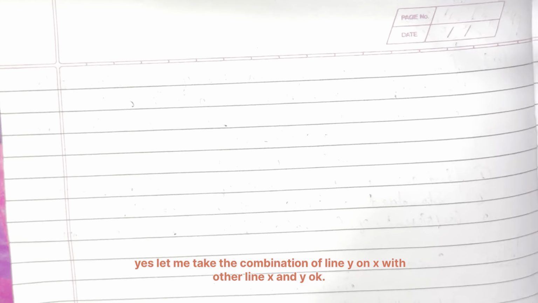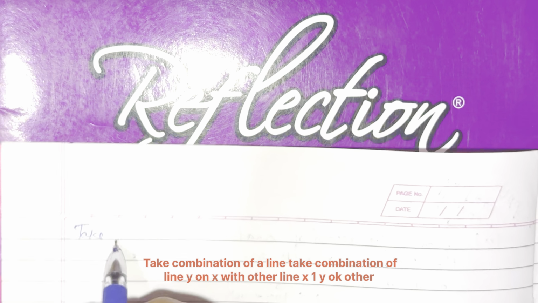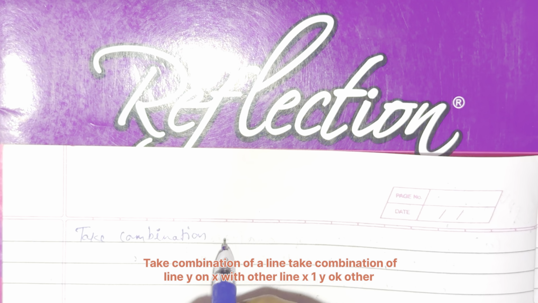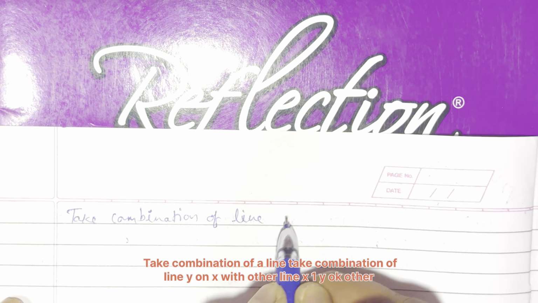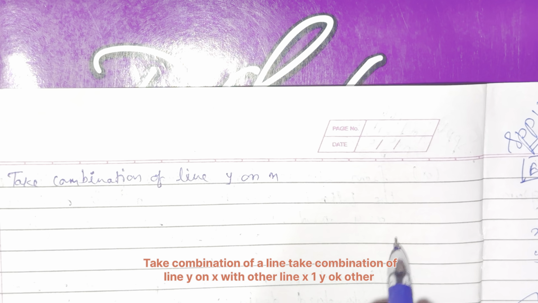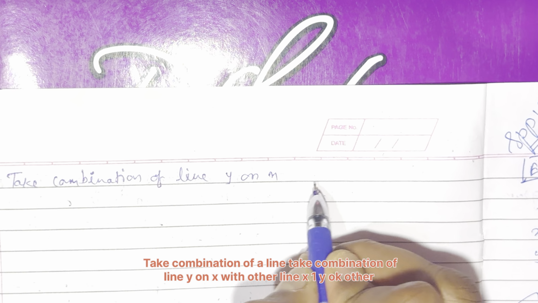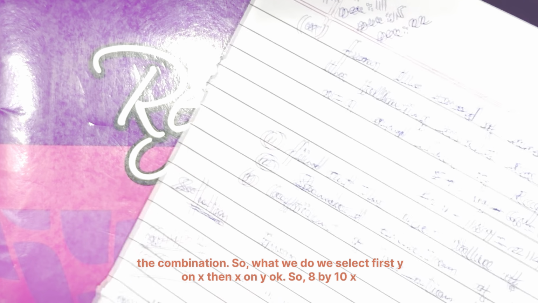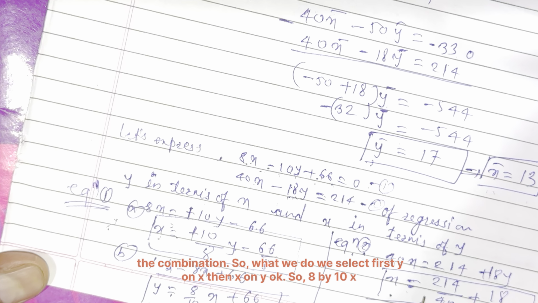Take the combination of a line y on x with the other line x on y. So what we do, we select first y on x, then x on y.